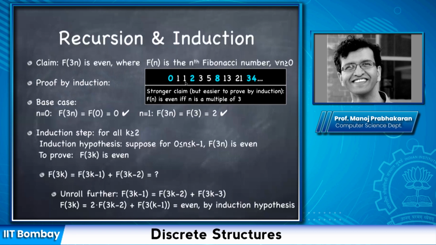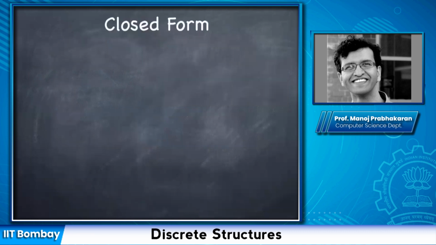Whereas if you look at, say, f3k plus 2, it's the sum of the previous two things. One of them is odd and one of them is even. Therefore, it's odd. And similarly here, it's the sum of two things. One of them is odd and one of them is even. So it is odd. So that would be a simpler proof in some sense of a stronger claim. And that's often the case in induction. If you have a stronger claim that you know is true, then you might be able to prove it more easily.